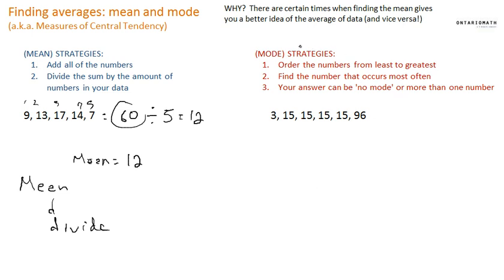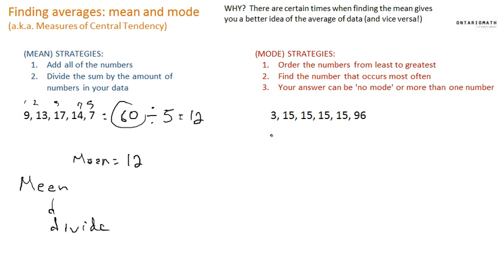Let's take a look at the mode now. The mode strategies: number one, I always order the numbers from least to greatest, just so that I can line them up and see how many there are of each one. Number two, I find the number that occurs most often. Number three is saying your answer can be no mode, or it can have more than one number.